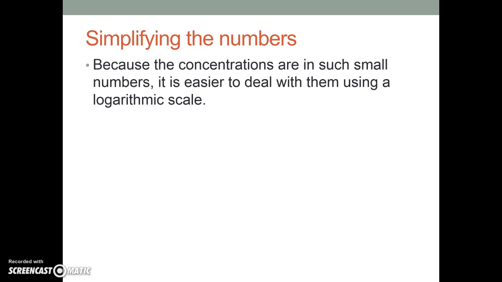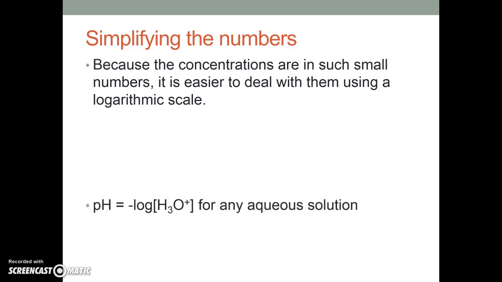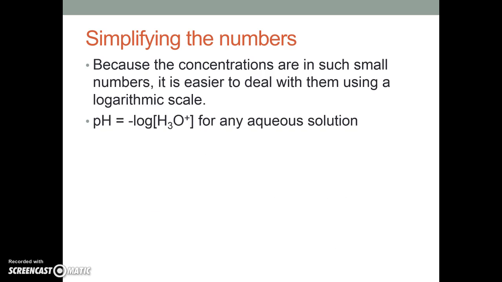Simplifying the numbers: because concentrations are so small, they're all something times 10 to the minus something, it's easier to deal with them using a logarithmic scale. So they came up with something called pH, where H is the hydrogen ion concentration, known as the hydronium ion concentration. So the pH is the negative log of the H3O+ concentration for any aqueous solution.